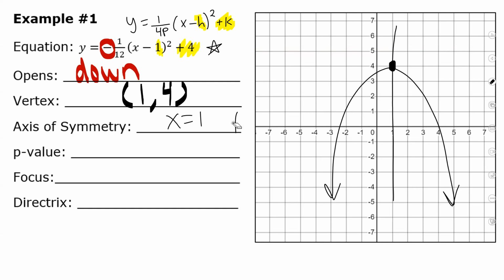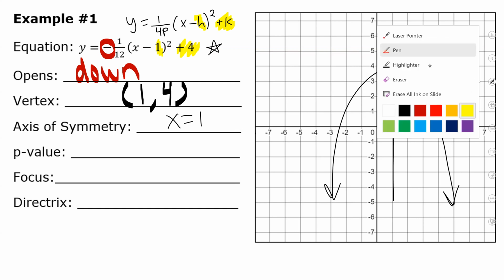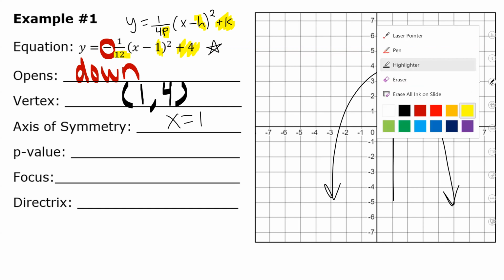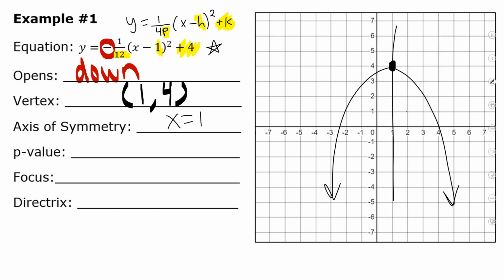Okay, my p-value. Let's look at my original equation. Notice p is right here. You multiply it by 4 to get your equation. So what do you think the p-value was? 3. Whenever you have this equation, if they just give you the equation, what should you do to this number? Yep, divide it by 4 to get your p-value. So 12 divided by 4, my p-value is 3.